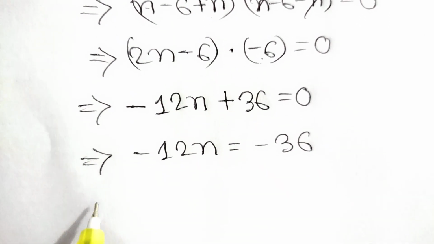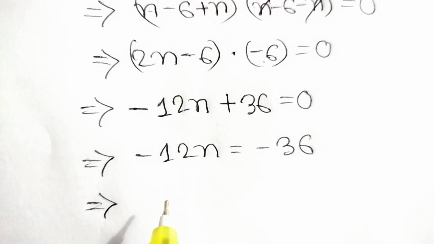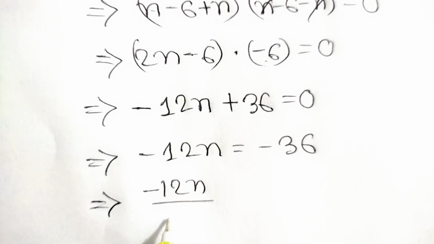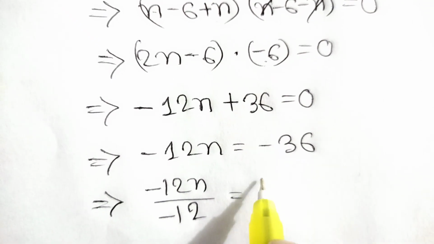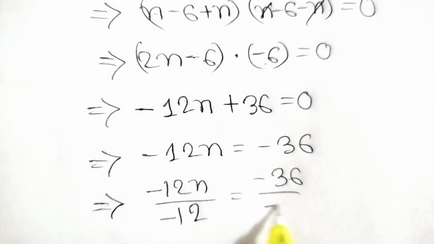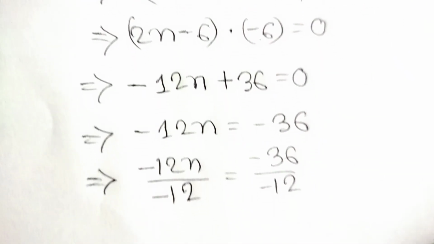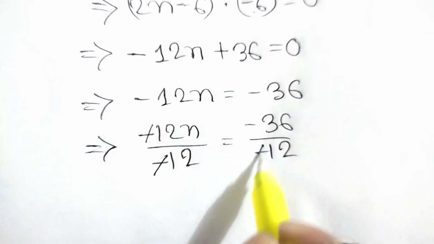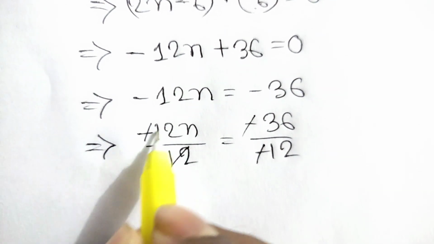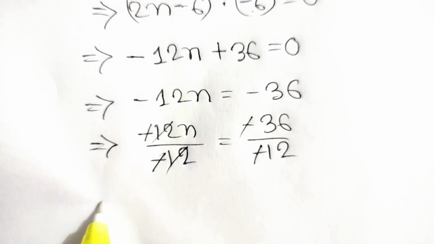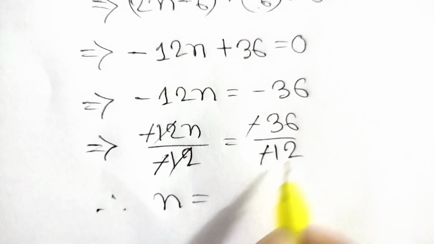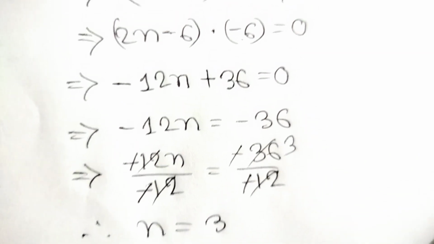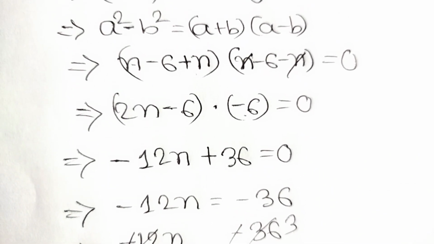Here we can divide both sides by minus 12, so we can write minus 12n over minus 12 is equal to minus 36 over minus 12. Minus cancels out minus, 12 cancels out 12, so n is equal to 3. This is the right answer. This is the value of n.